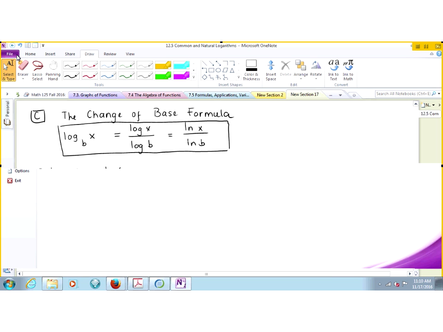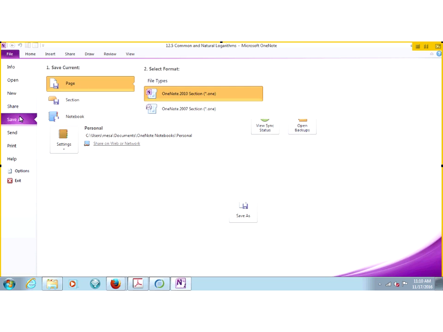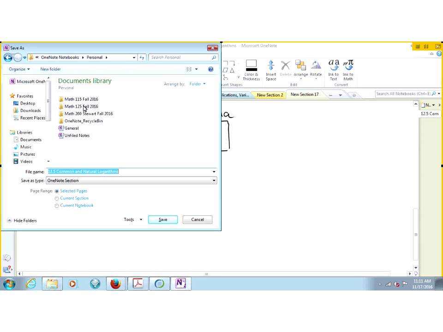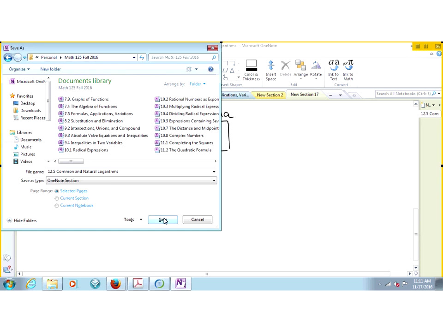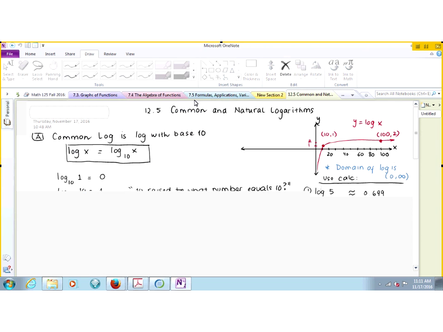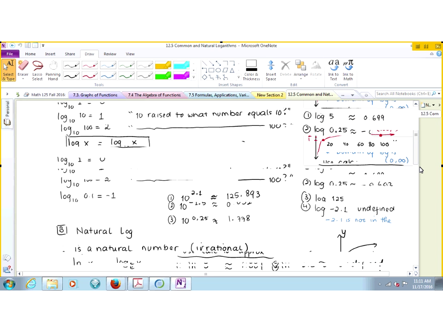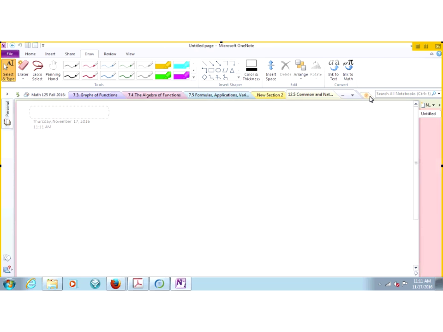Okay, guys, let's start the next section. Let's save this in Math 125. All right, we're done. So it's very short. Now, what homework do you have on Sunday? Up to 12.5, right? I think we might finish 12.6.